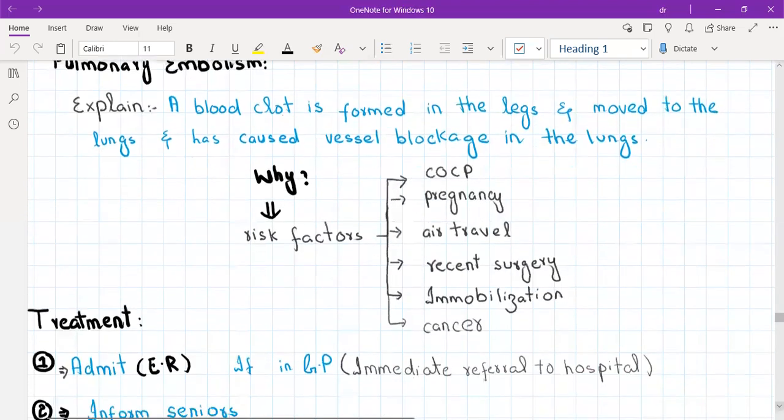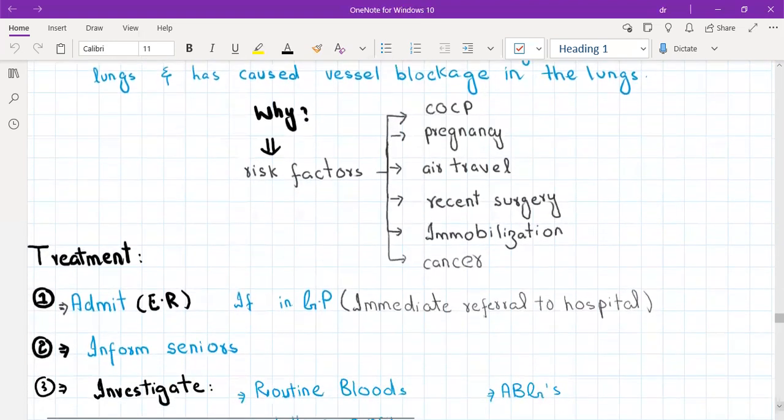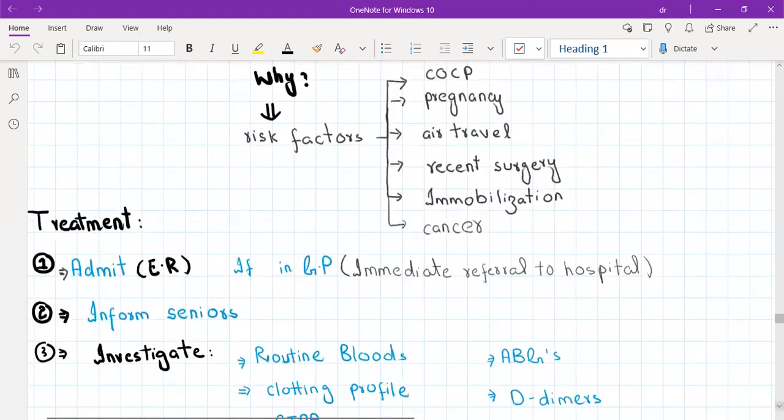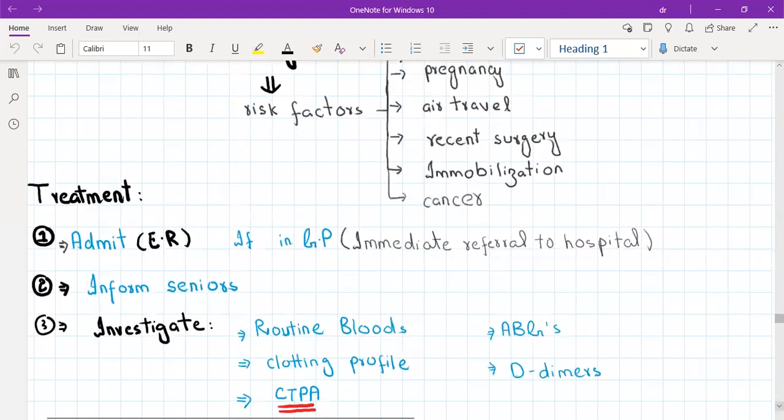Okay, so what is the treatment? So for example, if this patient, the pulmonary embolism patient, presents to the GP, there is nothing that you can do in the GP for him. So you will immediately refer him to the hospital. Okay. And if this patient presents to the ER, then you will admit, okay? So look at the setting.